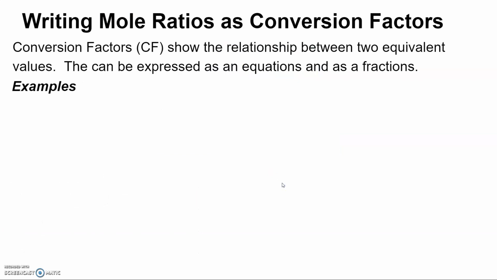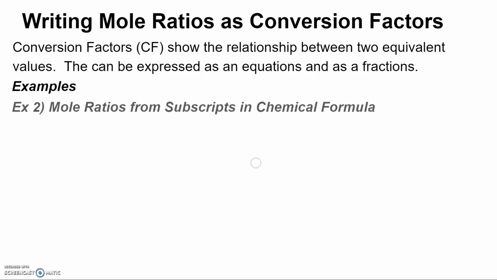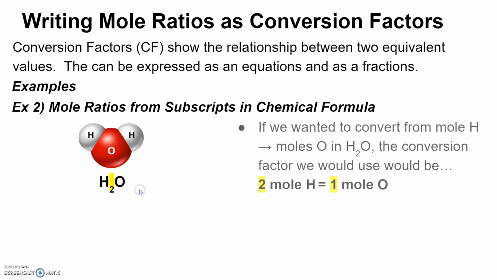Okay, now let's get into examples where we're looking at subscripts. So we looked at examples where we're getting our mole ratios from coefficients in balanced chemical equations. We're now going to look at where we're getting them from subscripts in a chemical formula. So here we have our water molecule. And remember, those subscripts there tell you the ratios of atoms in the molecule.